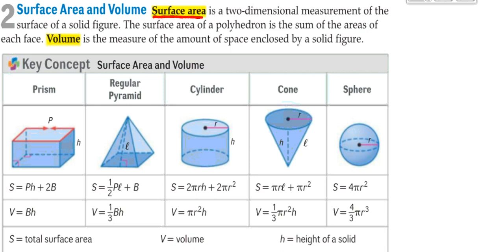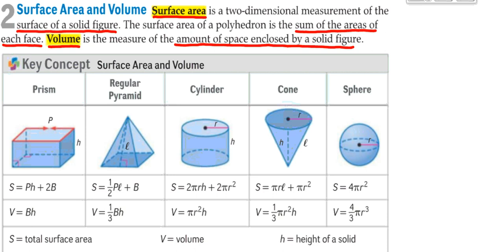So the first thing is the definition. Surface area is a two-dimensional measurement of the surface of a solid figure, and it's the sum of the areas of each face. And truly, if you forget some of these formulas, you can just find the area of all the faces, add them all together, and that is the surface area. But we do have some quicker ways to do that. And volume is the measure of the amount of space enclosed by a solid figure.